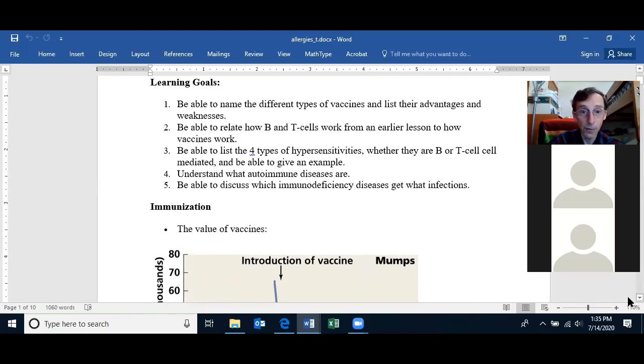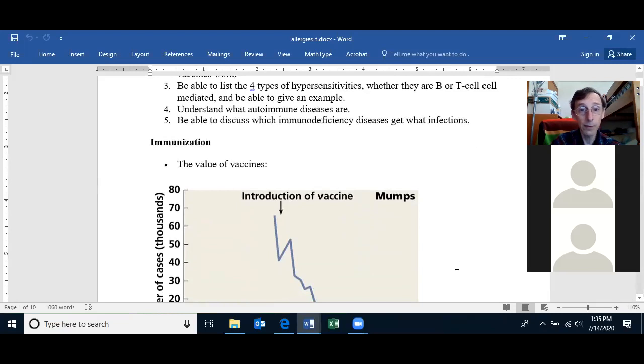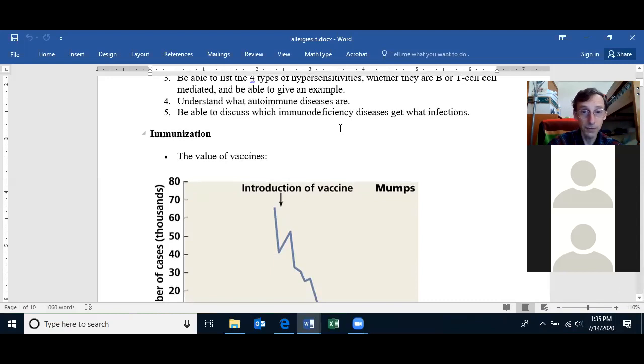Be able to list the 4 types of hypersensitivities and whether that type of hypersensitivity is a B cell mediated hypersensitivity or a T cell hypersensitivity. And then be able to give an example for that type of hypersensitivity. Any questions about that? All right, then second to last, be able to understand what autoimmune diseases are and be able to discuss which immunodeficiency diseases get what infections, meaning if you're immunodeficient, you'll be more likely to get a certain type of infection.